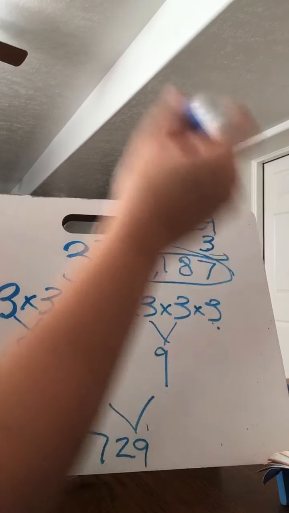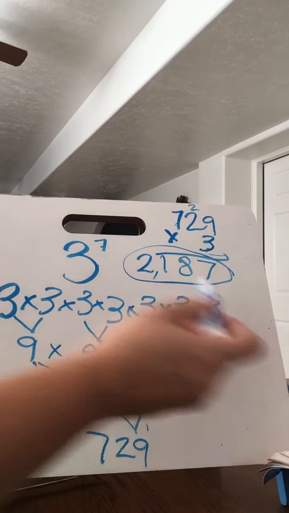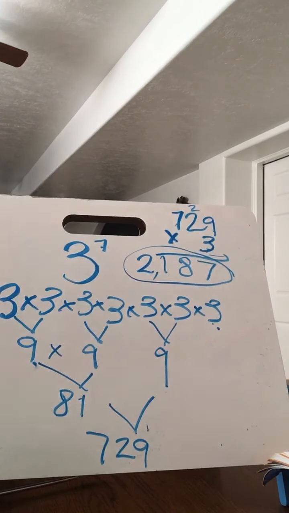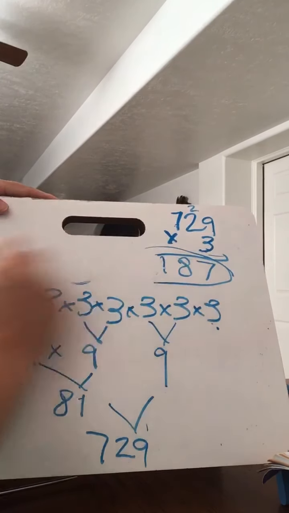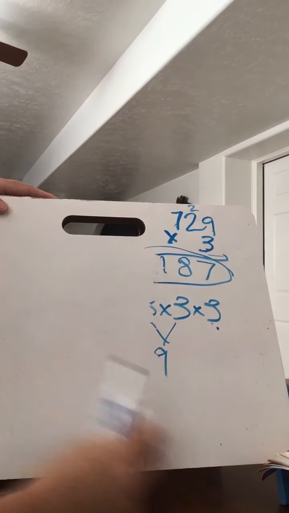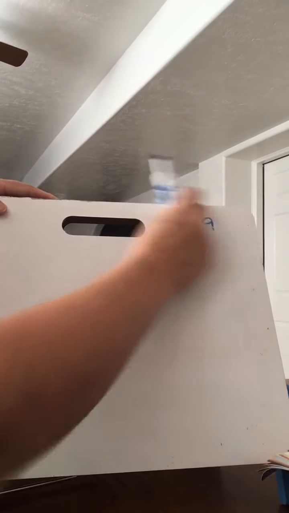Look how big that number is. That's because we had 3 times 3 times 3 times 3 times 3 times 3 times 3. If you do want to check it using a calculator and make sure you got the right number, you can. It just takes a minute because you have to times everything together. Okay. And then let's do one more.